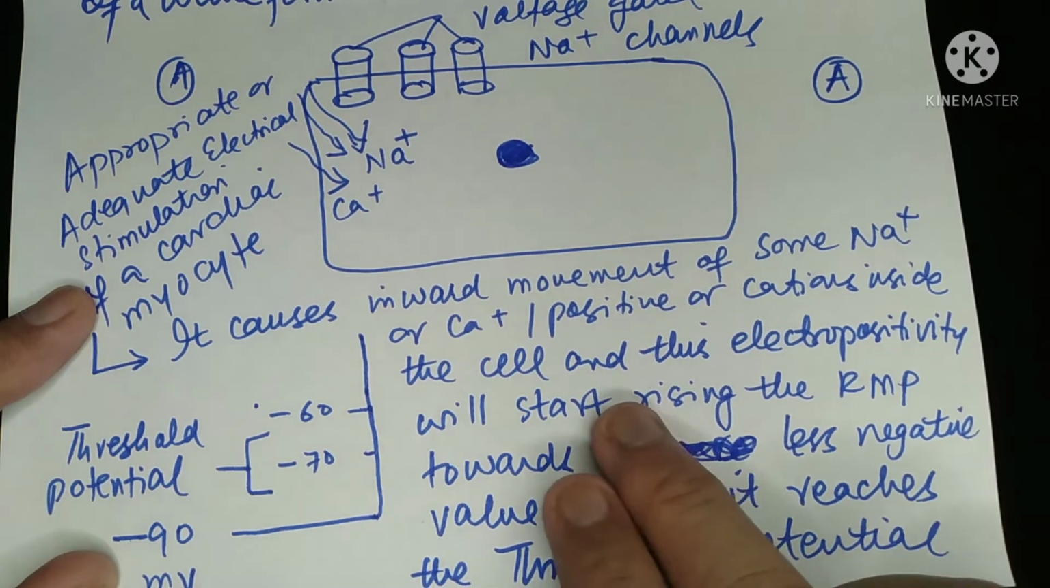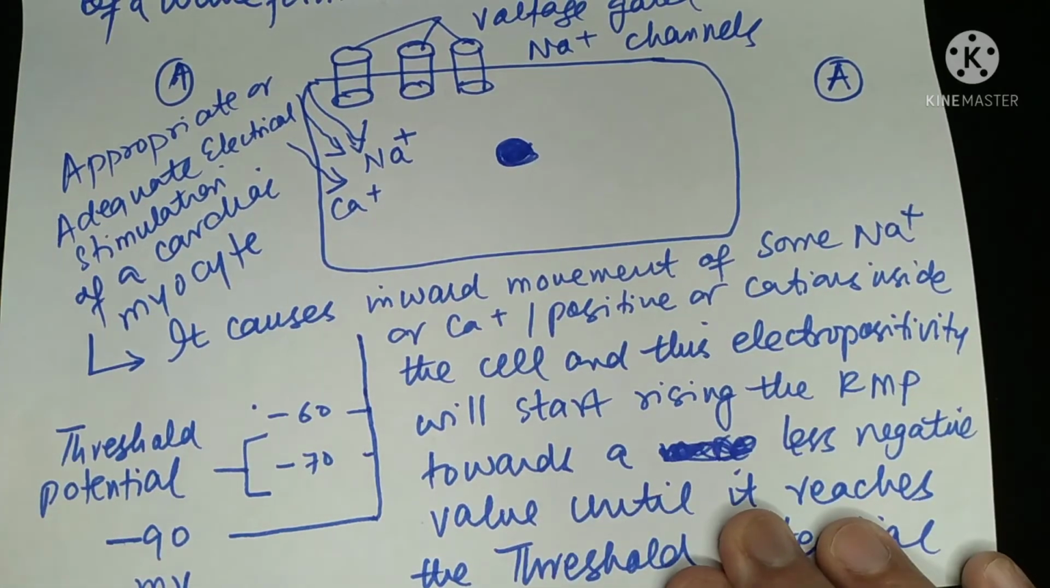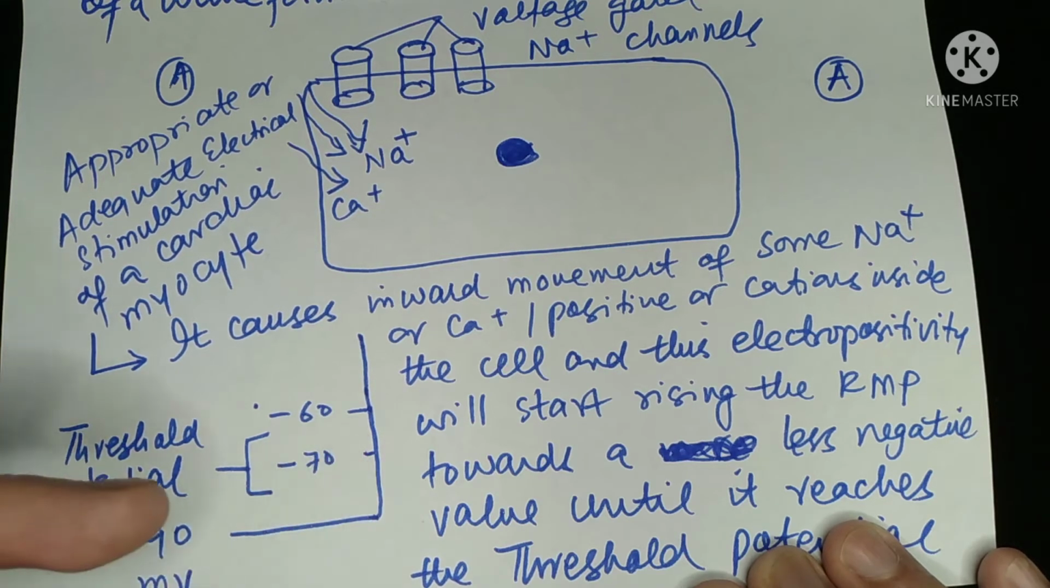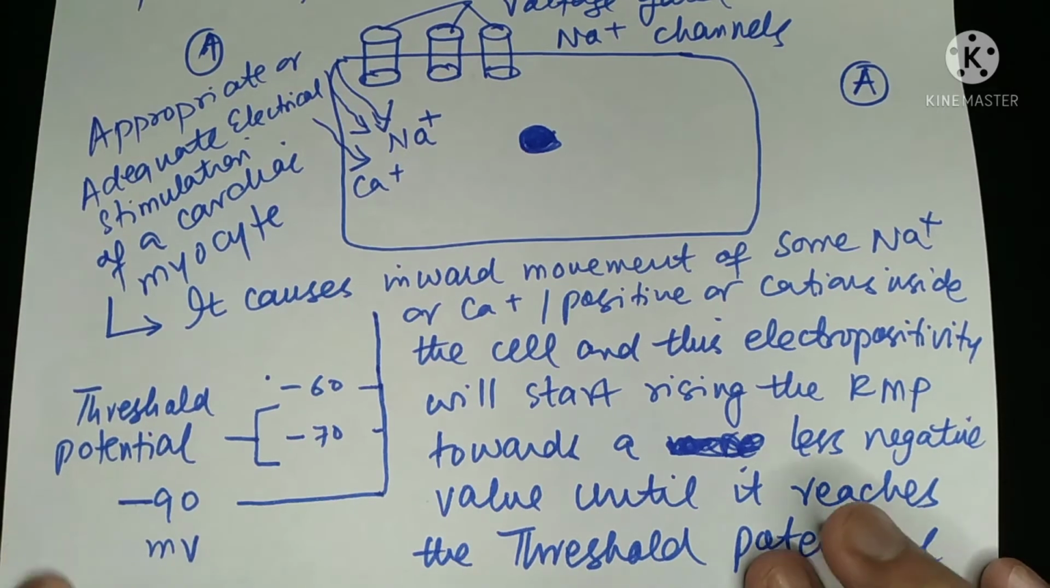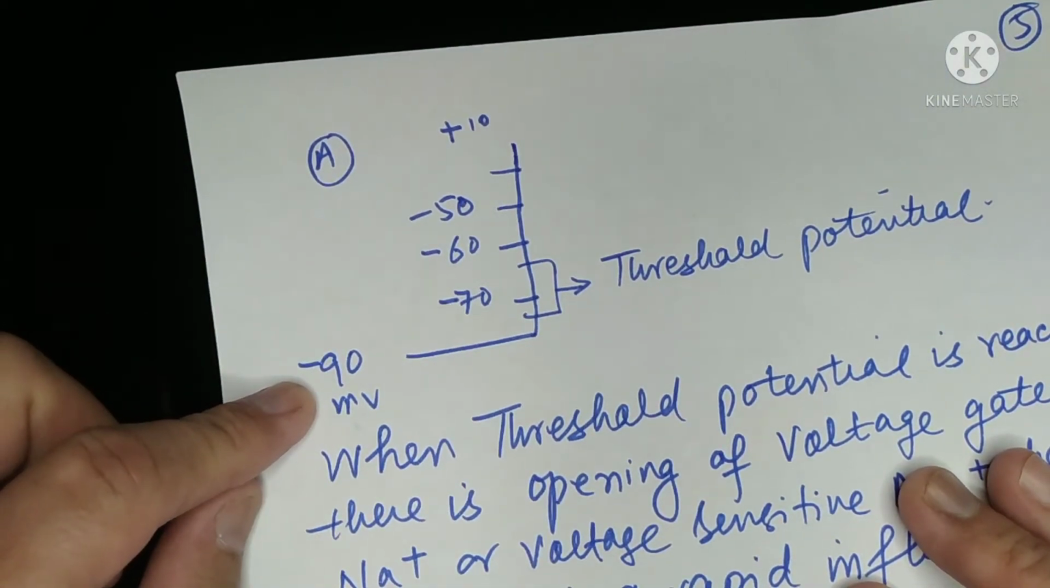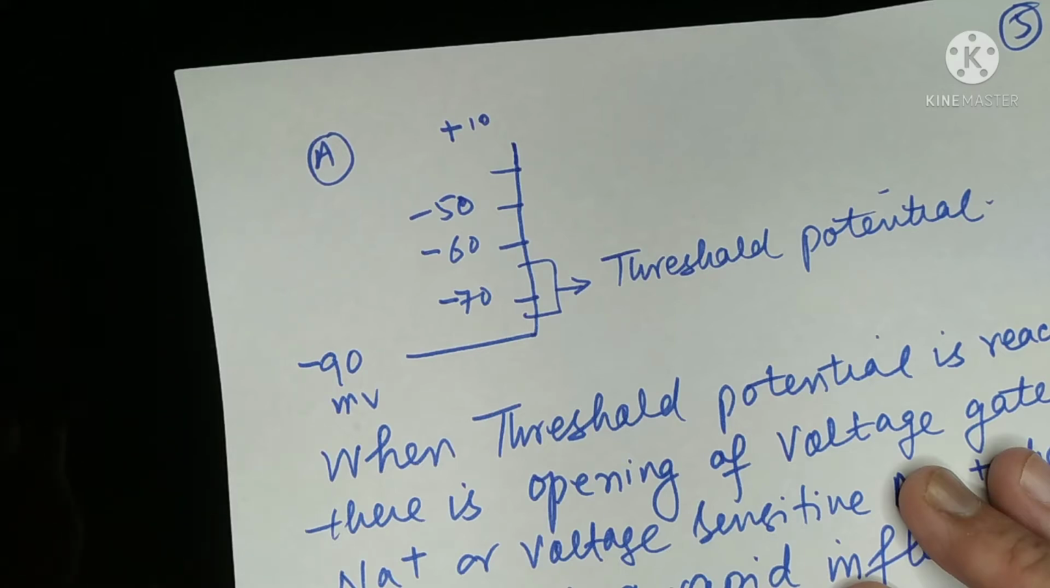This inward movement of some of these small ions of calcium or sodium inside the cell causes the electropositivity of the cell to rise. It is minus 90 millivolt, but when there is a small influx of positive charges, the resting membrane potential will start rising towards a more positive value until it reaches the value known as threshold potential, which I mentioned earlier. So when it reaches threshold potential, you see in another diagram that it was minus 90 millivolt resting membrane potential, and a small influx of cations occurred due to our adequate and appropriate electrical stimulation.